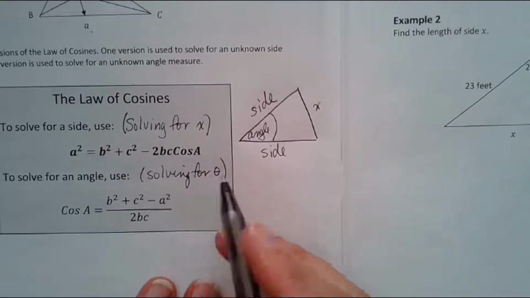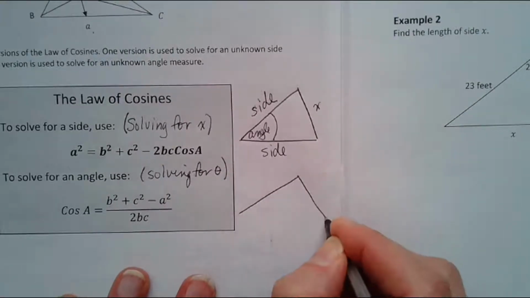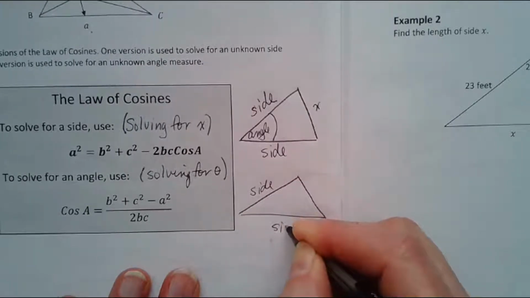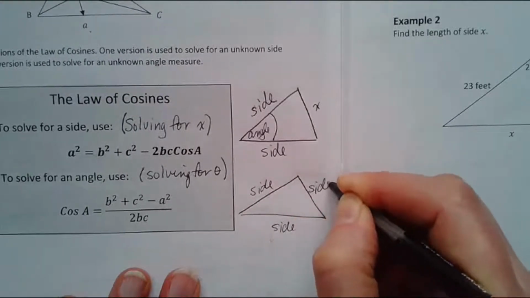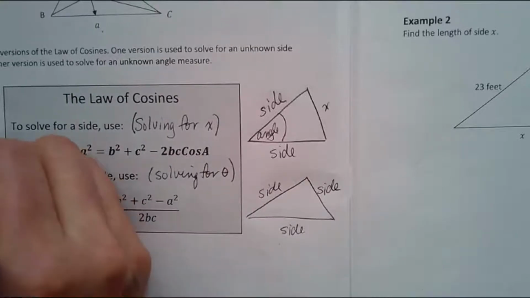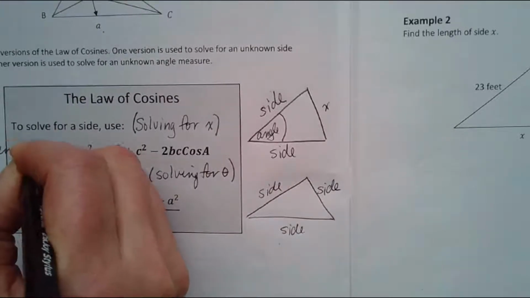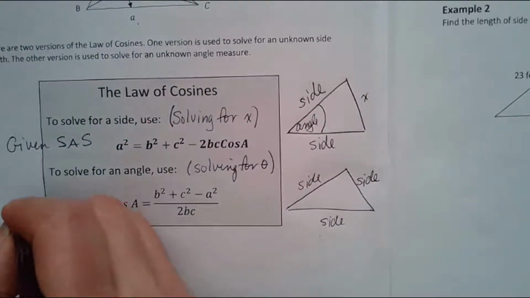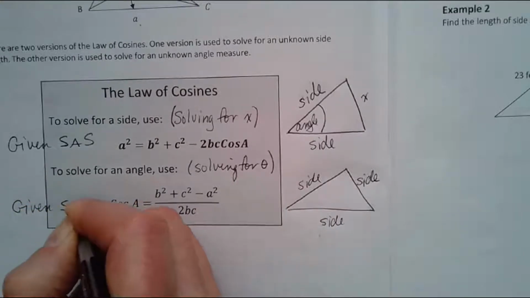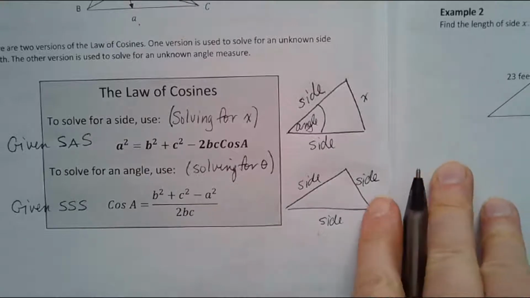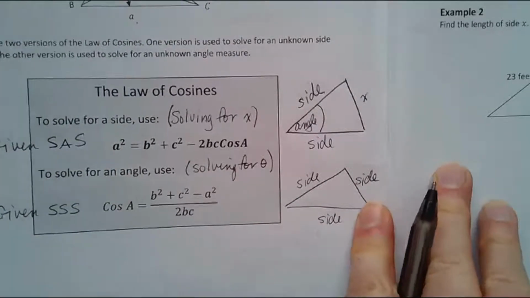Now, the other time you have to use the law of cosines, which we're going to see shortly, is when you're given a side, a side, and a side. You can see this won't be a law of sines question because you're given no angles. So you're either given side, angle, side, or side, side, side. Those are the law of cosines questions. If you're given either of these cases, it's law of cosines. Otherwise, it's all law of sines.